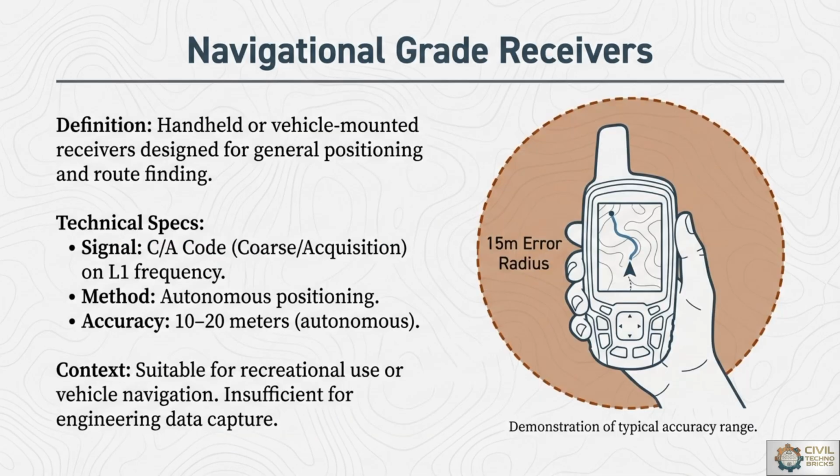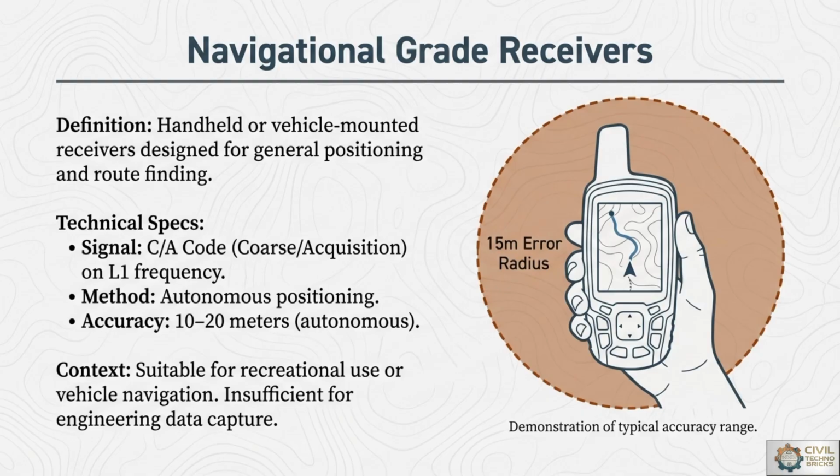Navigational grade receivers are basically handheld or vehicle mounted receivers designed for general positioning and route finding. What are the technical specifications for navigational grade receivers with reference to signal, method, and accuracy? Accuracy is up to 10 to 20 meters. The method used is autonomous positioning, and the signal is coarse acquisition on the L1 frequency band.